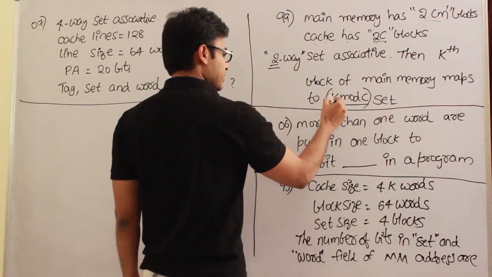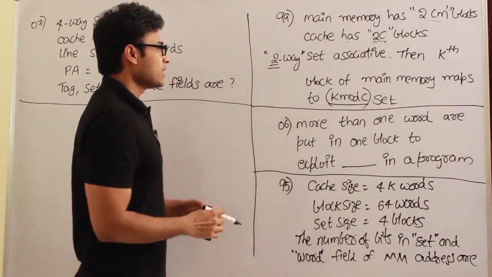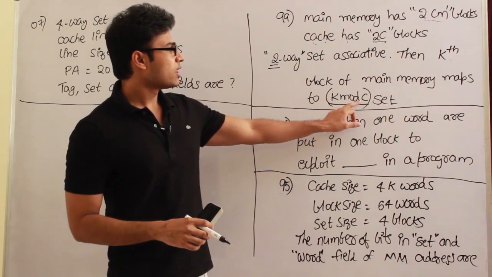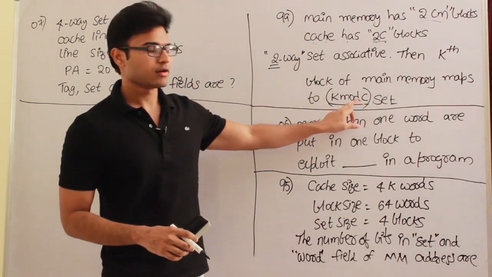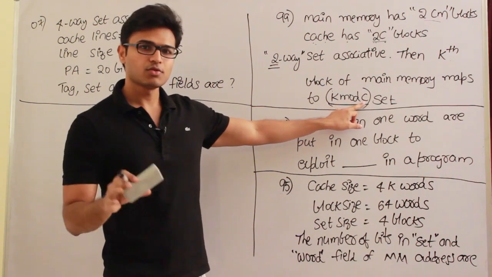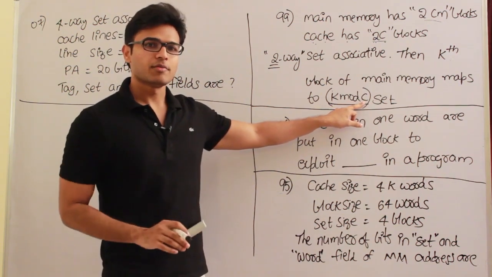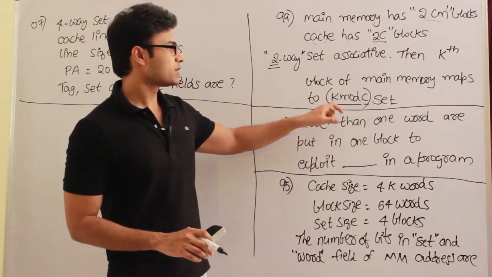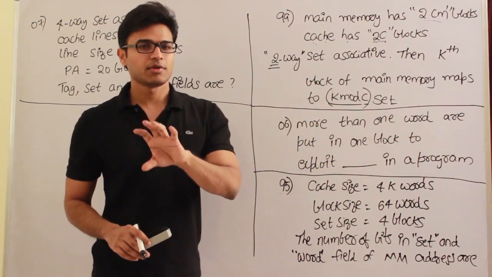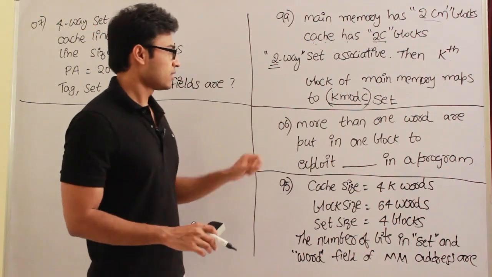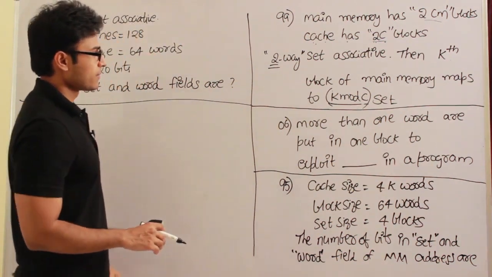It is exactly like direct mapping, but in direct mapping we would have written it as k mod 2c, which means in direct mapping we use the total number of lines to map the main memory blocks. But in set associativity we use the sets to map, which means we map the main memory blocks onto the sets, right? So here it is k mod c.